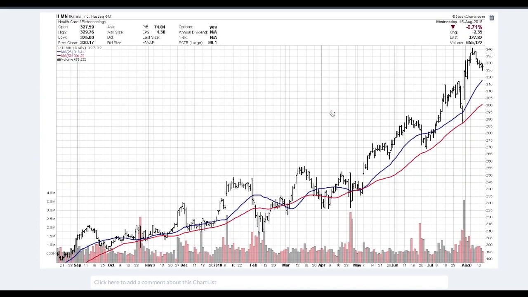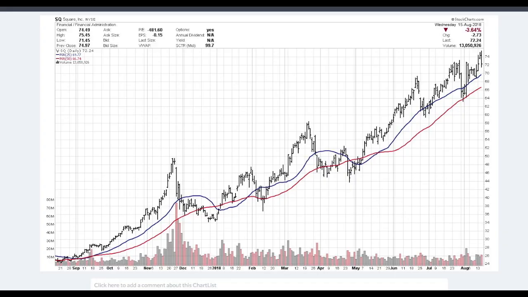Here is Illumina, which is DNA testing. Seems to have a big future. I've known about this company for a long time, and unfortunately didn't get involved in it because it was a difficult situation to understand. But I'm pretty much understanding now what's going on. Above the moving averages, looking good.